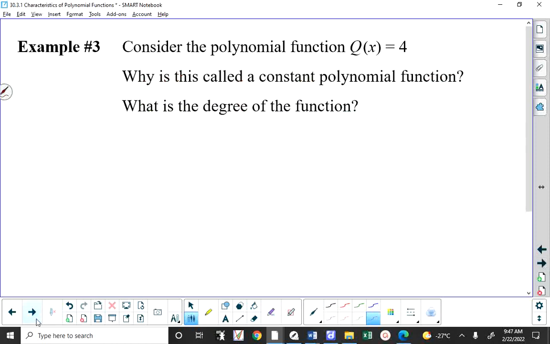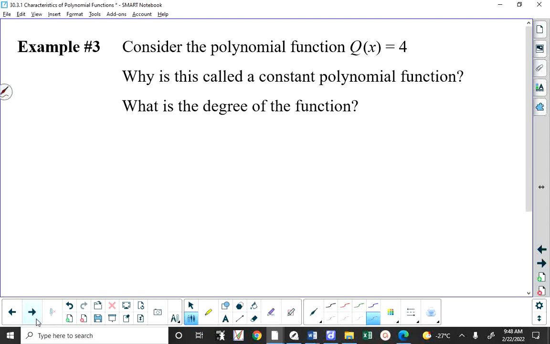All right, so look at this polynomial function. Q of x, why q? Why not? It's just a letter. Q of x equals 4. Why is this called a constant polynomial function? Why do you think it's called a constant polynomial function? Arden, you want to give it a crack?